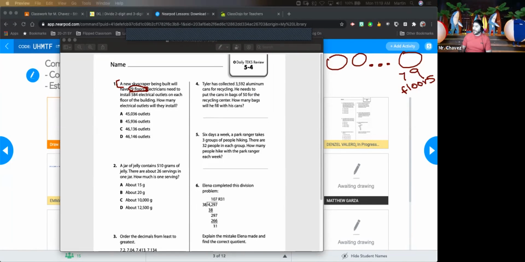So we have 79 floors. I know you guys can draw on Nearpod, but it's going to take you a while. So be sure that you guys write this in your journal. On Nearpod, you can just circle your answer.